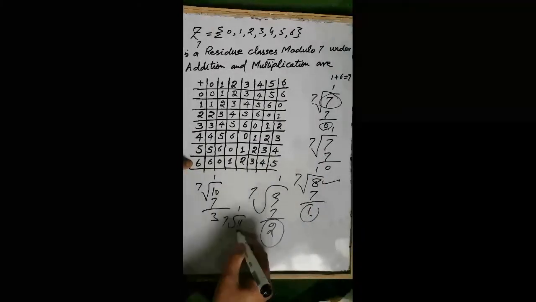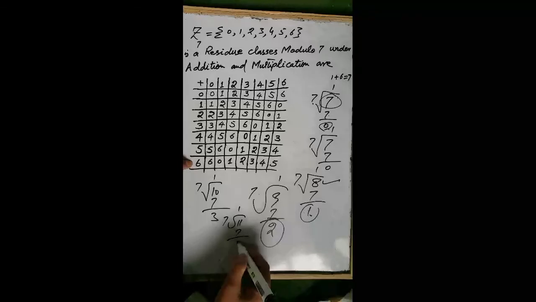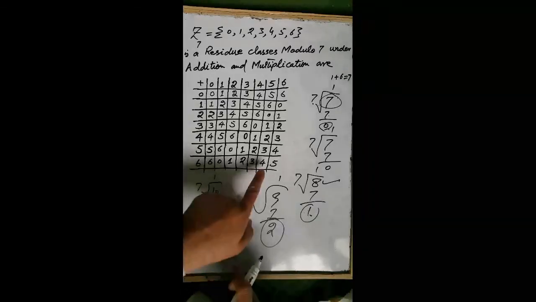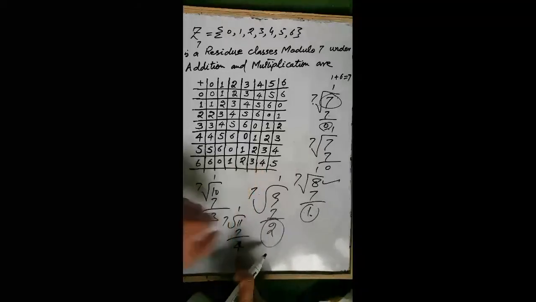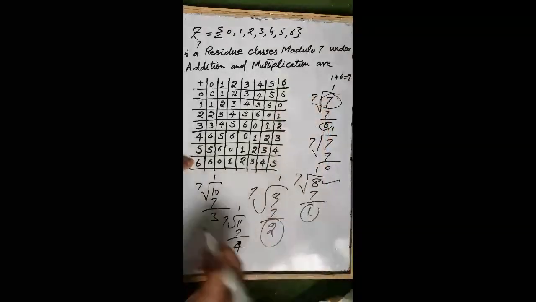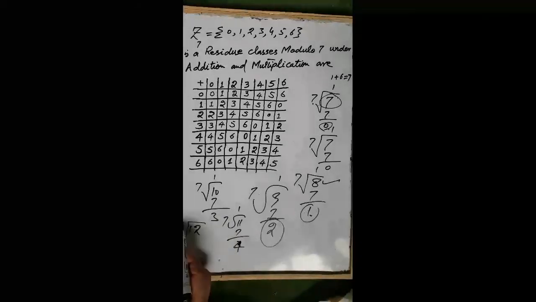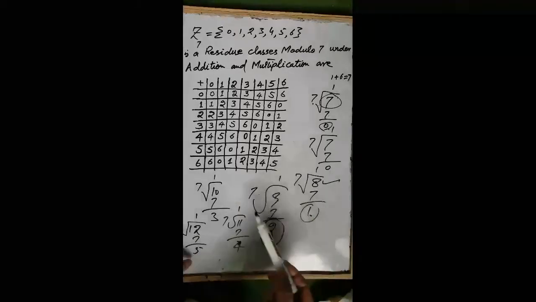Divide 11 by 7. The remainder is 4. Replace this element by 4, and 6 plus 6 is equal to 12. Divide 12 by 7. The remainder is 5. Replace this element by 5.